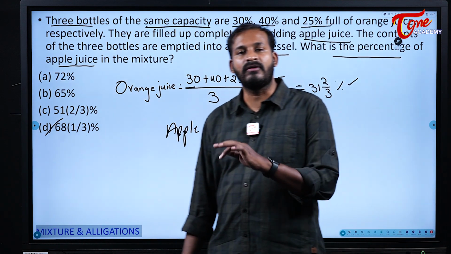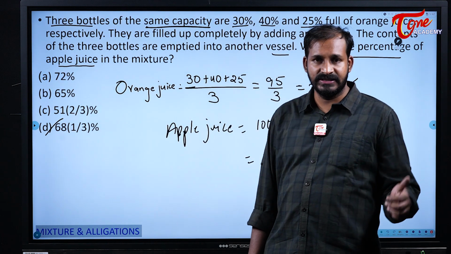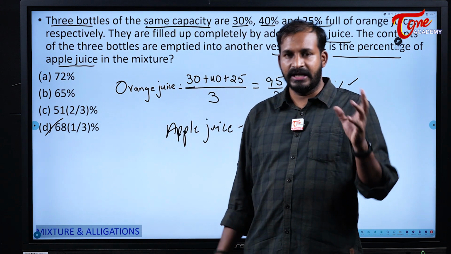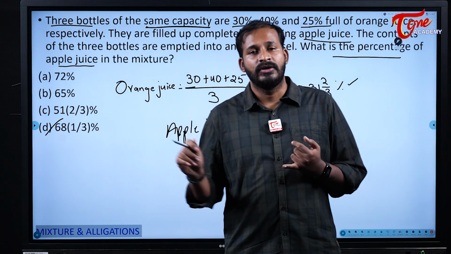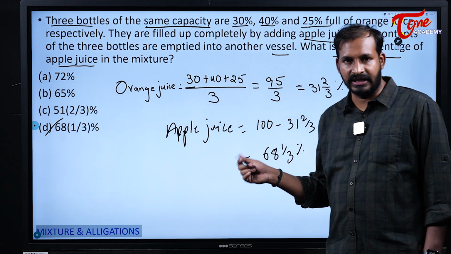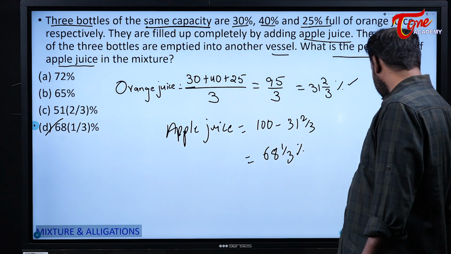So when equal quantities are mixed, students please be careful, when equal quantities are mixed and you want to find the percentage, directly you can take their average, something like this. Okay. Next one.